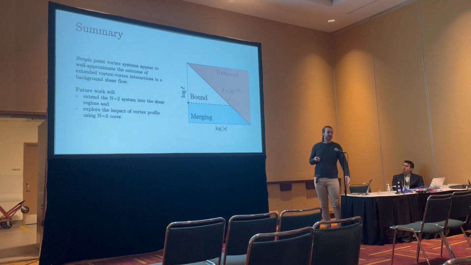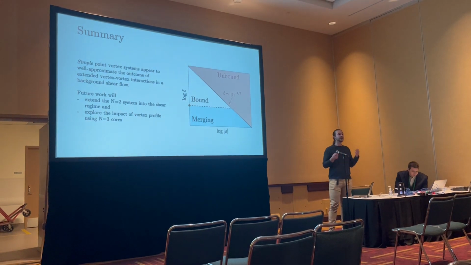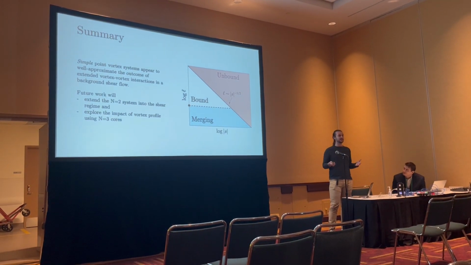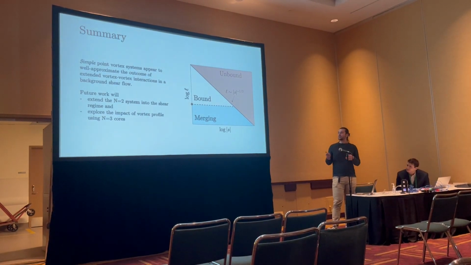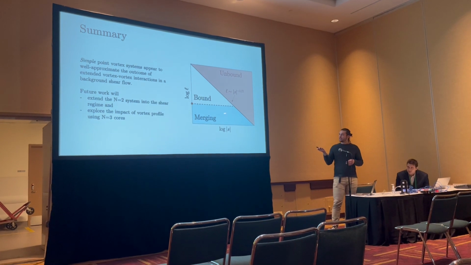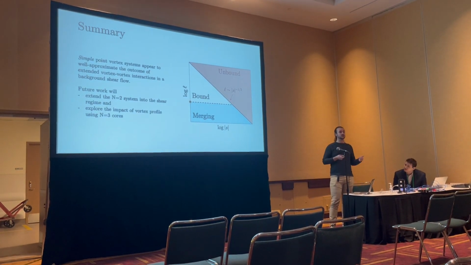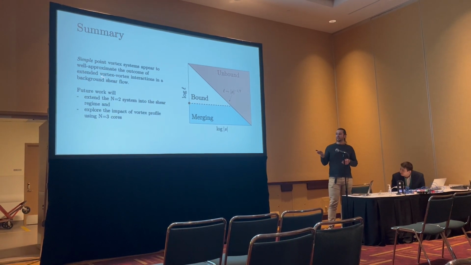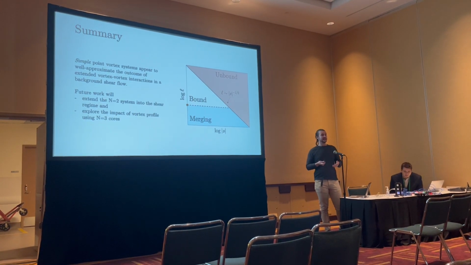So, in summary, we've shown that very low dimensional point vortex configurations, when placed in a background shear, are good at predicting the outcome of extended vortex core interactions in 2-dimensional turbulence. Future work is going to extend this boundary here, so we want to look at the n equals 2 system when placed in much stronger shears. We really just looked at the low shear limit. And also we want to add the n equals 3 case, which gives us the extra degree of freedom to look at how profile impacts these outcomes.